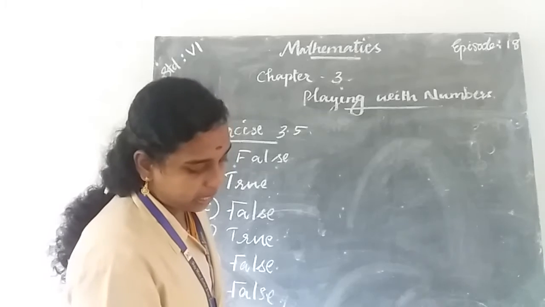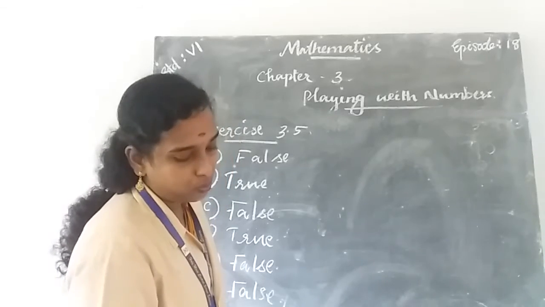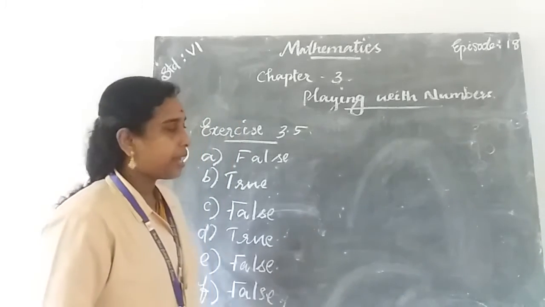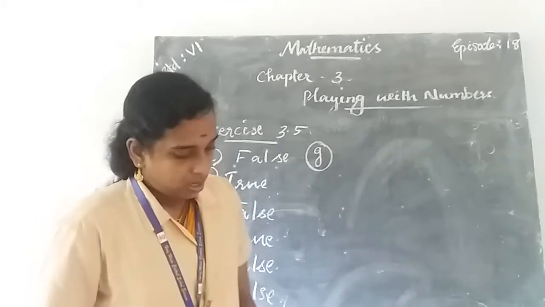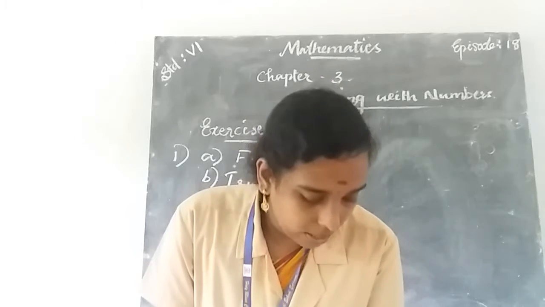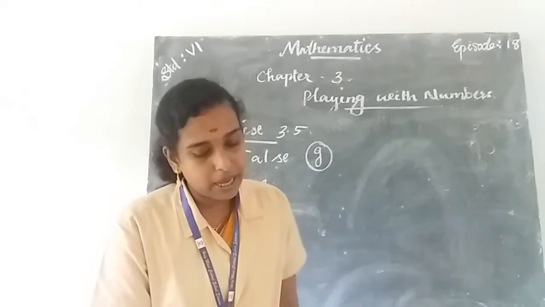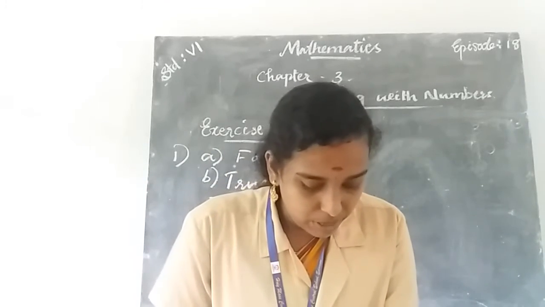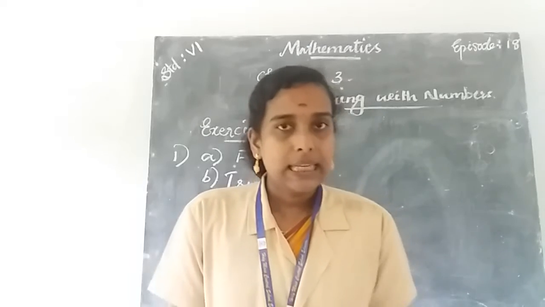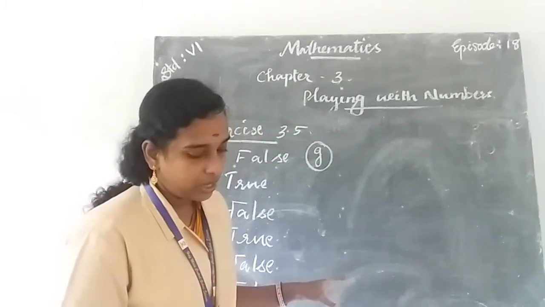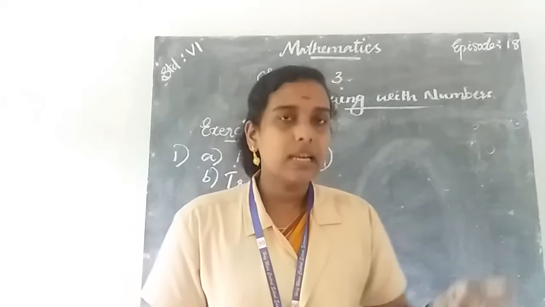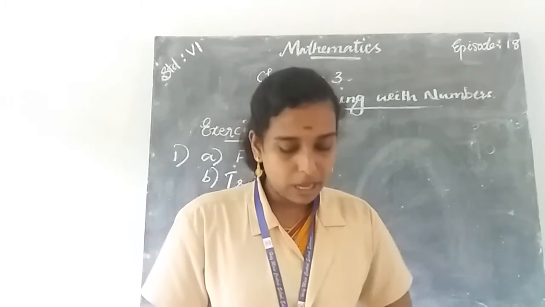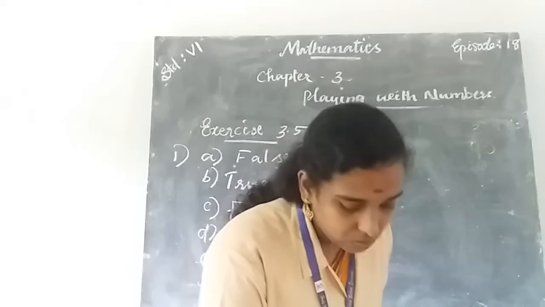And the statements on page number 62. The remaining statement is statement G. The statement is: all numbers which are divisible by 8 must also be divisible by 4. Is it true or false? If we take any number that is divisible by 8, will that number also be divisible by 4 or not?